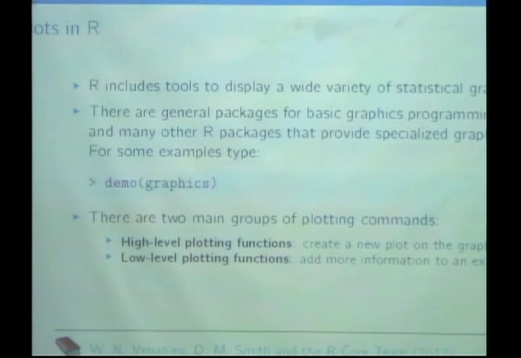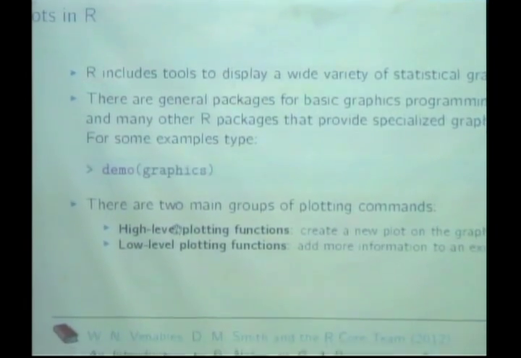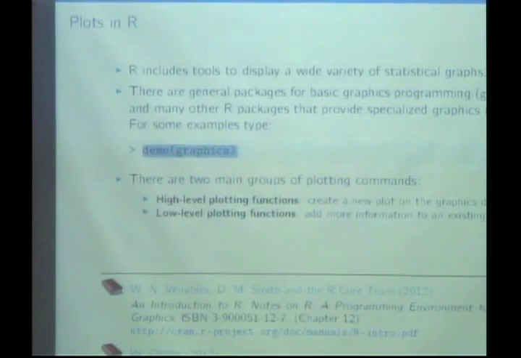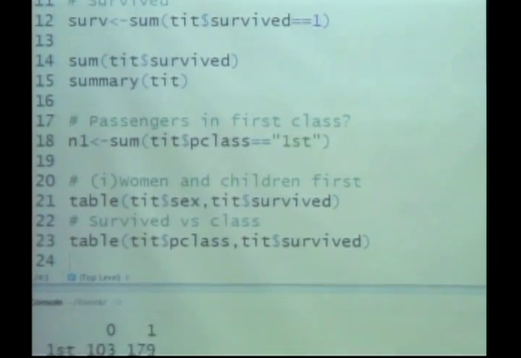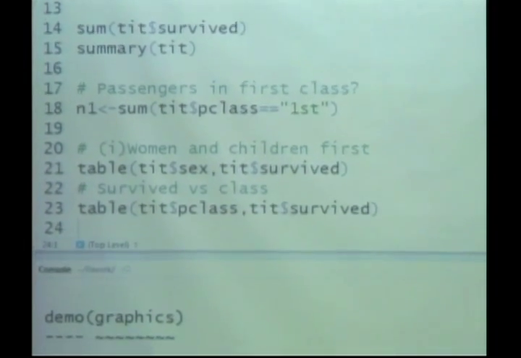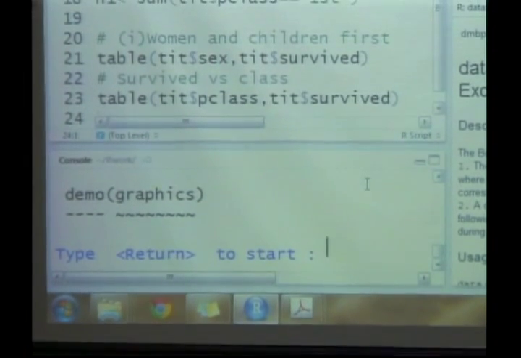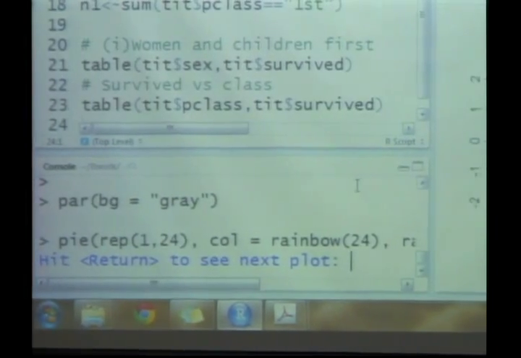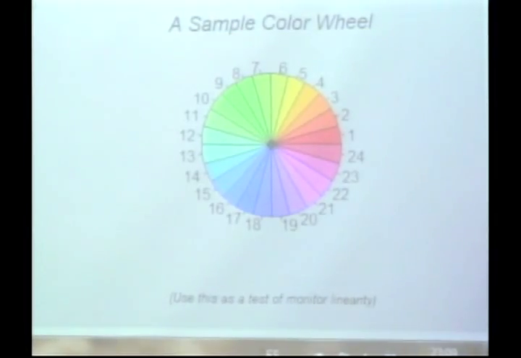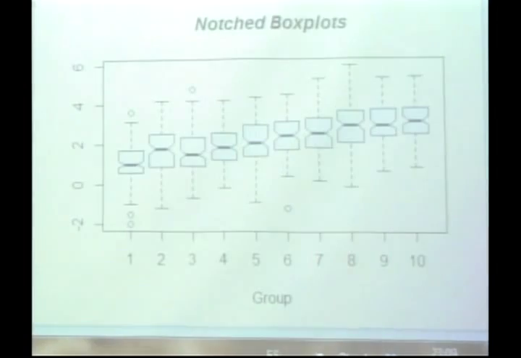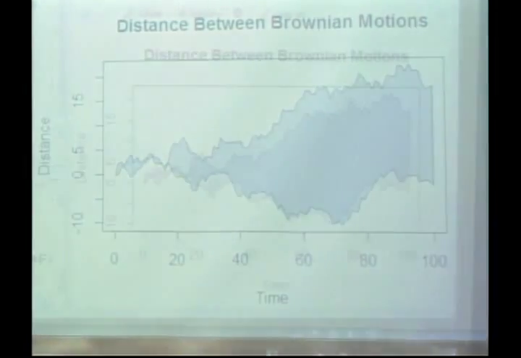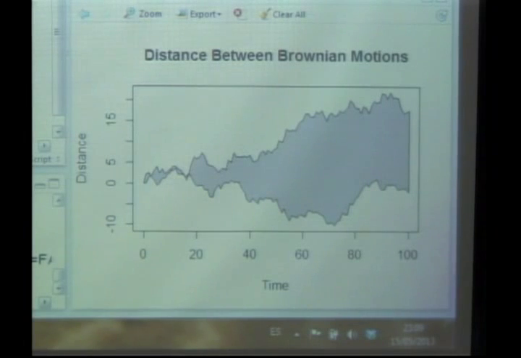Well, if you want to see some examples of the kind of plots that we can do, you can select demo graphics. Click return to start. Okay, so this is a simple pie plot here, another one, a kind of box plot, distance between Brownian motions here, and the code is here. If you want to reproduce them, you have the code on the left.